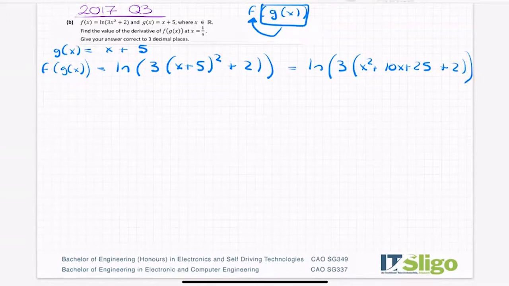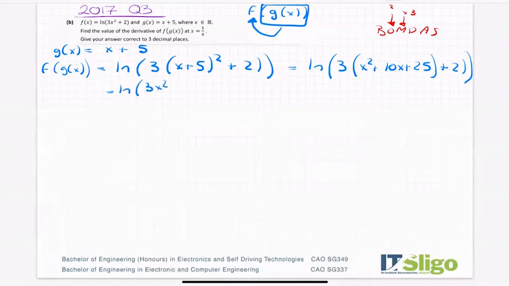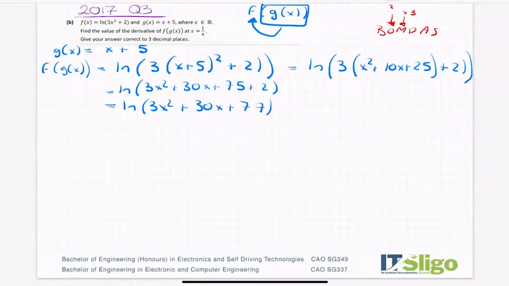Okay, be careful. Be careful that you square this one before you multiply it by 3. Why is that? Well, that's obeying the laws of BOMDAS, so you have to do order before you do your multiply, okay? So you have to do the squared before you do the multiply by 3. Okay, so then that becomes ln of 3x squared plus 30x plus 75 plus the 2 again on the end, which is ln of 3x squared plus 30x plus 77.